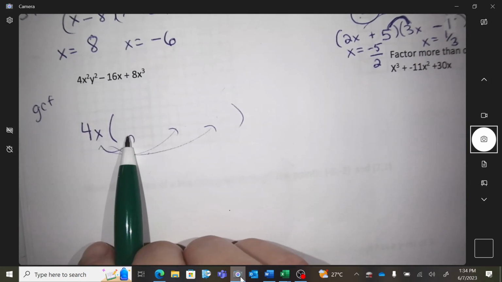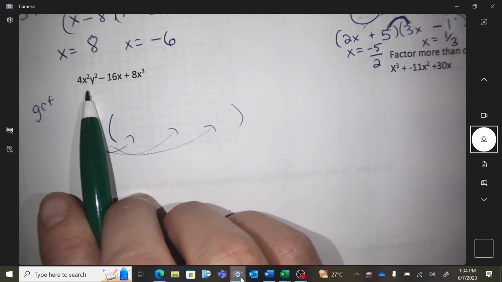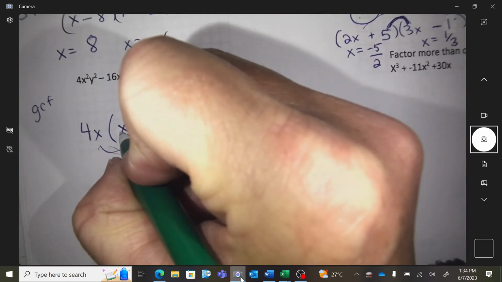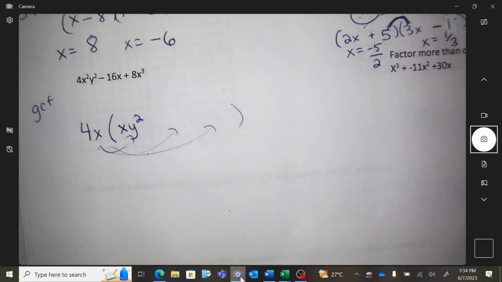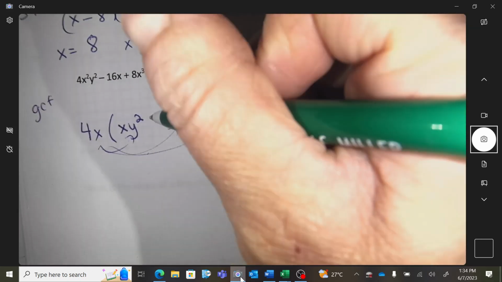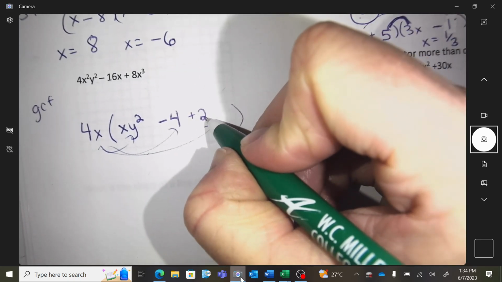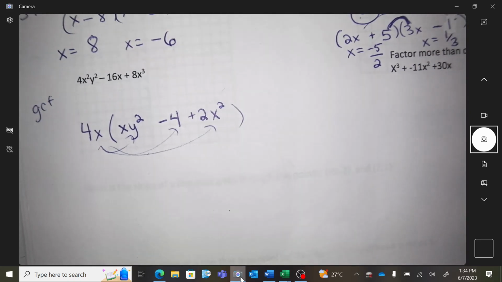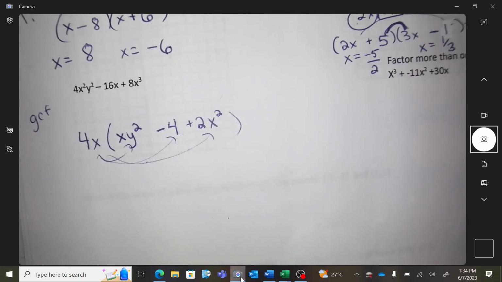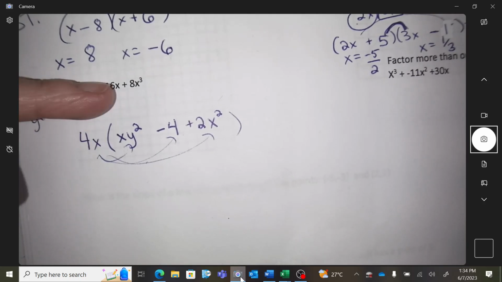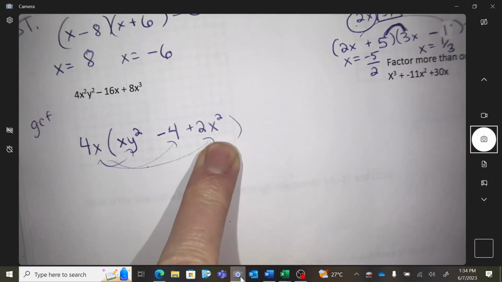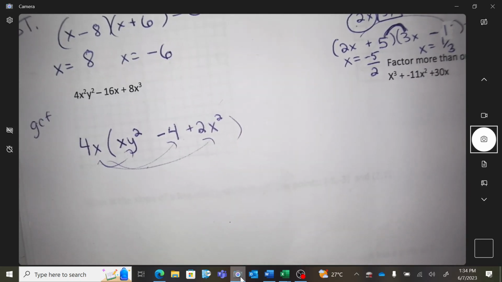So 4x, what do I still need to multiply by to get to that first unit? XY squared. I need another x and I need a y squared. This would just be 4 minus 4 and 2x squared. Okay. Signs, there's always signs that separate different terms, right? Plus, minus, whatever. You can factor it more, right? If you have GCF this, then no, because that's not like a trinomial, that's not any of the styles, no.